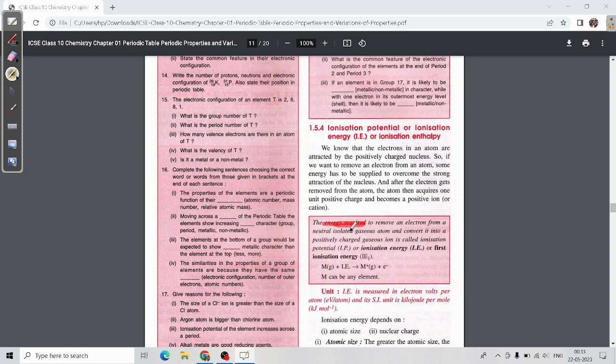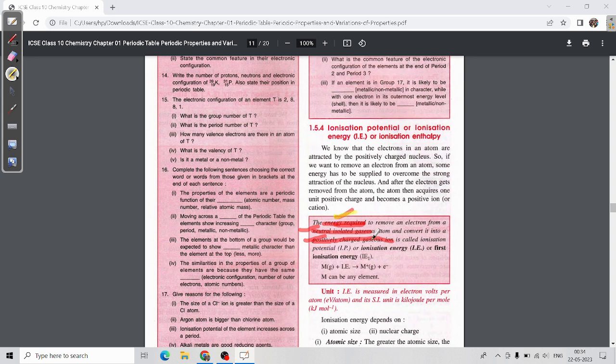The energy required from a neutral isolated gaseous atom to convert it into a positively charged gaseous ion. These three are the keywords of this definition. Now let's understand this definition. What is it? Energy is required.